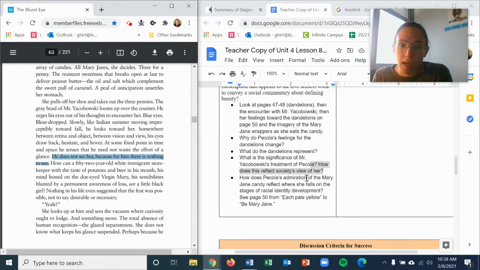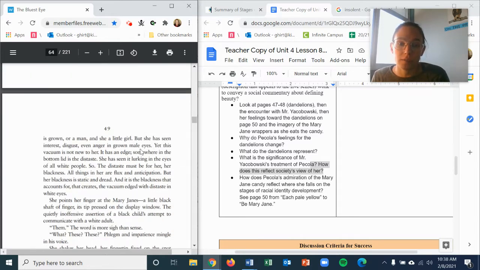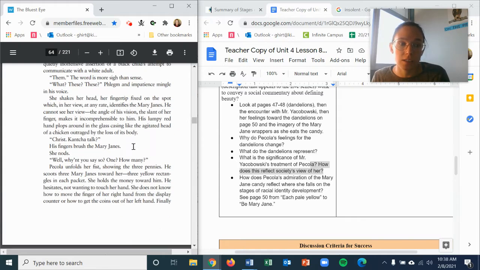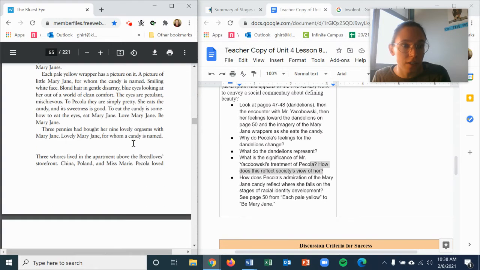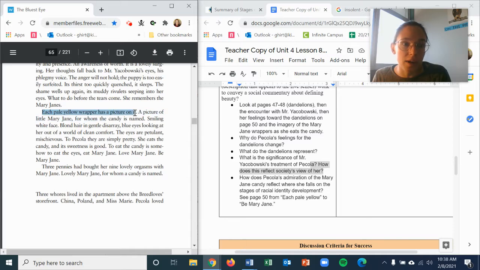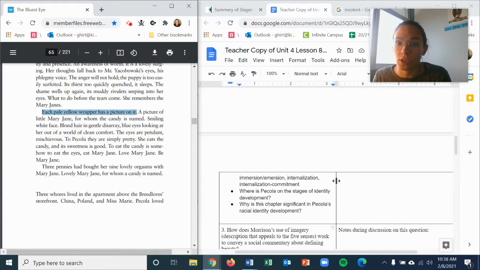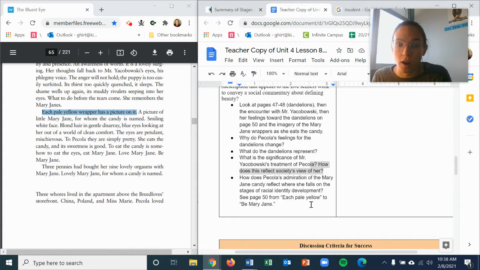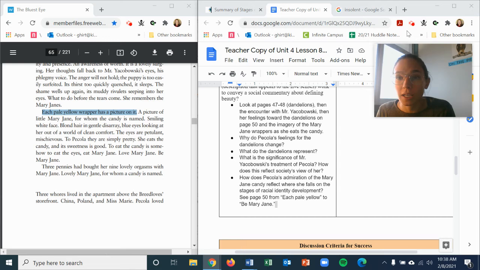And how does Pecola's admiration of the Mary Jane candy reflect where she falls on the stages of racial identity development? On page 50, we have: each pale yellow wrapper has a picture on it. So that paragraph, what is this? How does this relate to those stages of racial identity development that we looked at in question 2? All right, so there you go. Go ahead and answer question 3. I hope this was helpful to you, and we will get ready to talk about these questions together as a class.